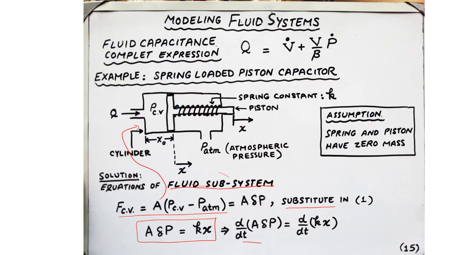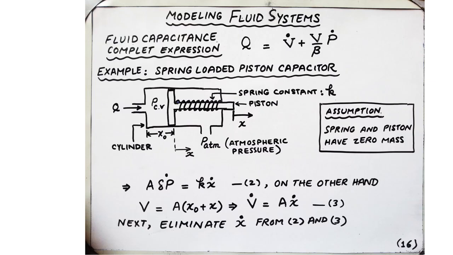Taking a time derivative of this expression gives us the rate of change of area times the change in pressure equals the rate of change of K times x. In both of these time derivatives, there are some constant terms such as K and A. So after computing the derivative, we are left with A times delta P dot equals K times x dot. That's because the pressure and the displacement are the only two time dependent variables in this equation. That is our equation number 2.